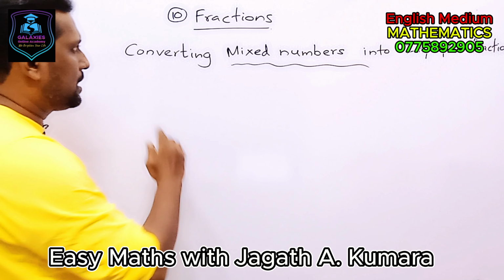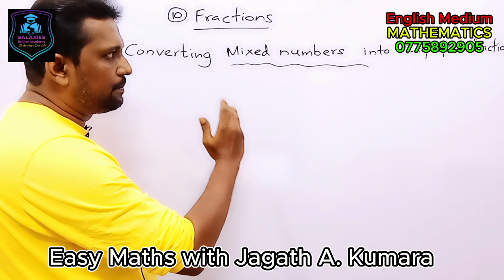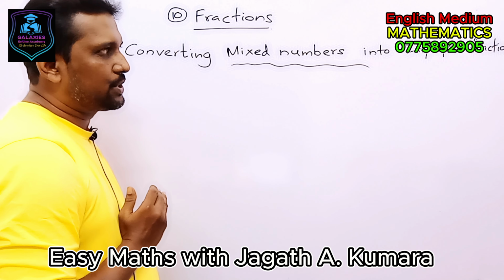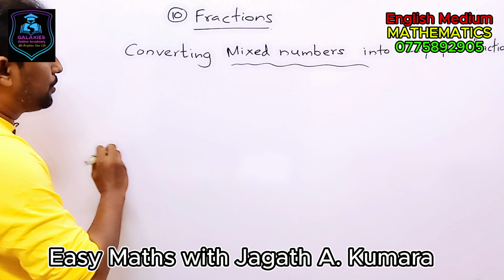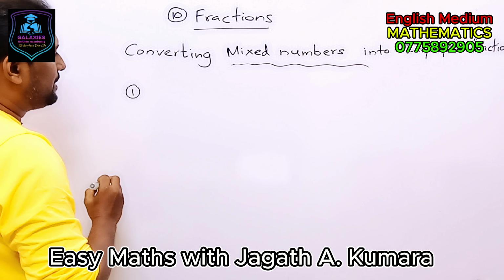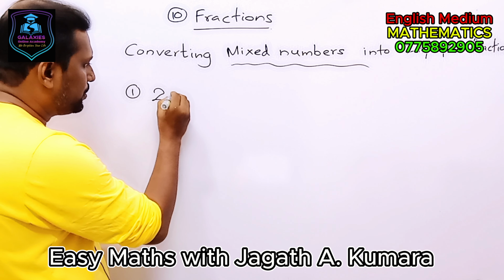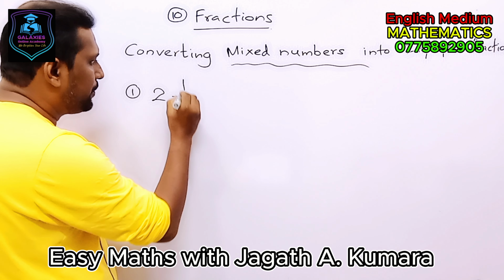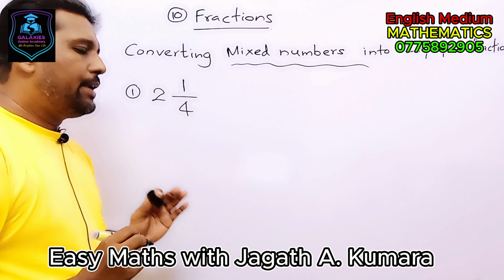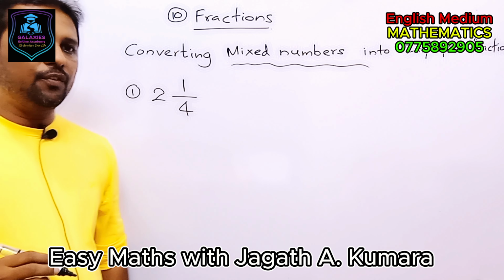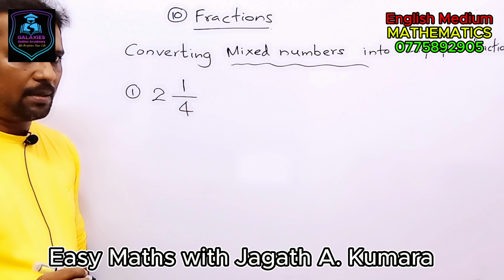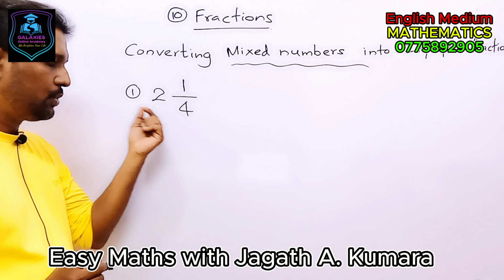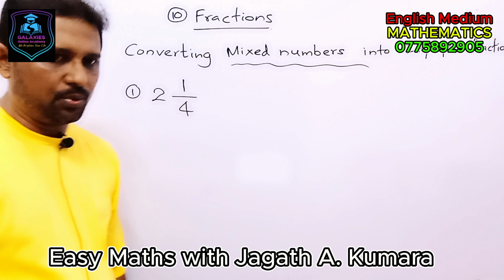Going to discuss how you can convert mixed numbers into improper fractions. Right? Now look at the example. The first example I will write: 2 1/4. Then can you identify what is the whole number of this fraction? What is the whole number? Whole number is 2.